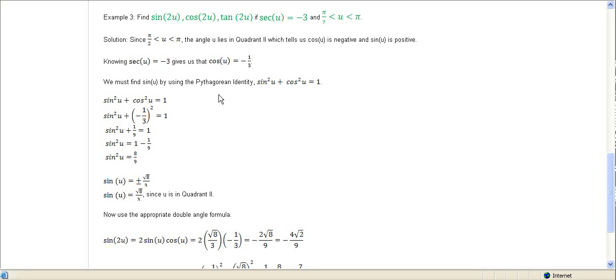And then we're going to do the same thing that we just did in the previous problem. We're going to use the Pythagorean identity to figure out what our value of sine is. So we know sine squared plus cosine squared is 1. Replacing cosine with -1/3 and squaring gives us sine squared u plus 1/9 is equal to 1. We can solve for sine squared by subtracting the 1/9. And recall that 1 is really the same thing as what?